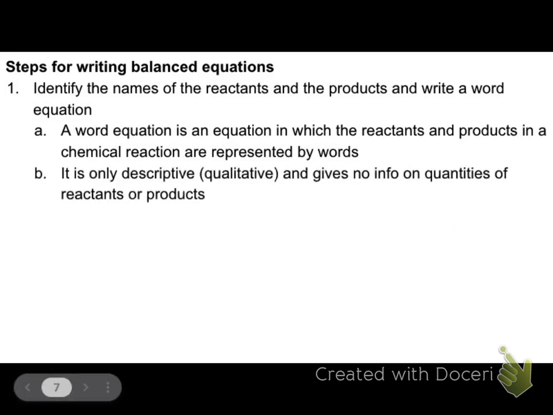Bear in mind that a word equation is only descriptive. It's what we call qualitative, meaning there's no numerical data given to you. From a word equation, you cannot tell how many of each atom is present. Because you are a good chemist and your brain is already translating the word equation, you can, but if you were just looking at a word equation for chemicals you were unfamiliar with, you would not be able to identify number.